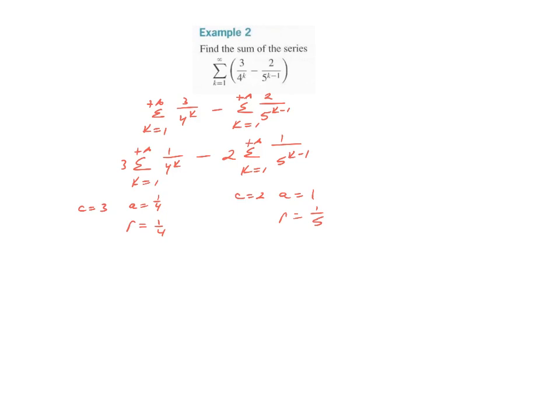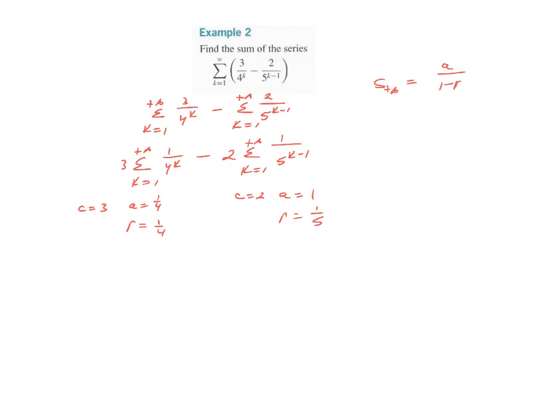Okay, we look at the left, and C is 3. That means the constant that I factored out is 3. A is 1/4. R is 1/4. Clearly a convergent geometric series. Subtract from that what's happening over there with the second one. C is 2. A is 1. R is 1/5. So we have a formula for the infinite geometric series, which is this, a over 1 minus R.